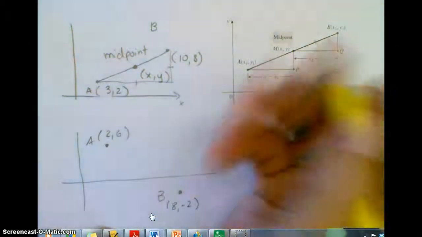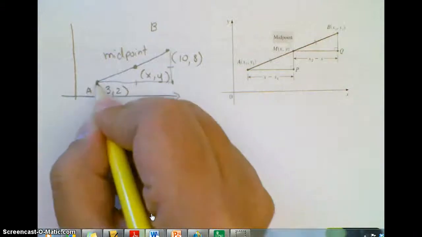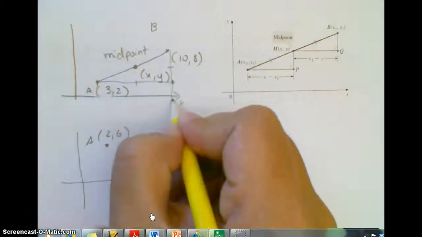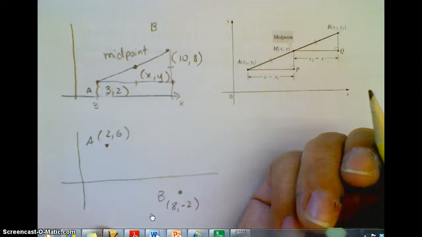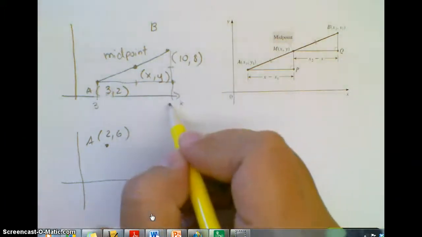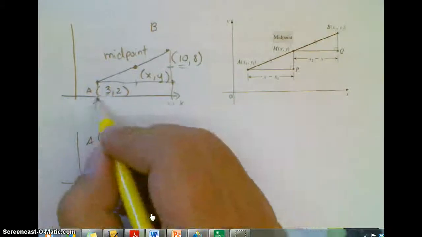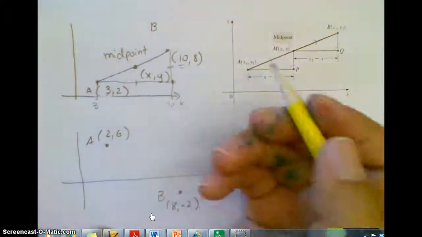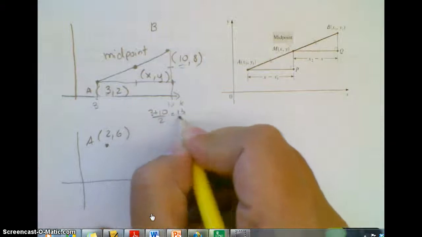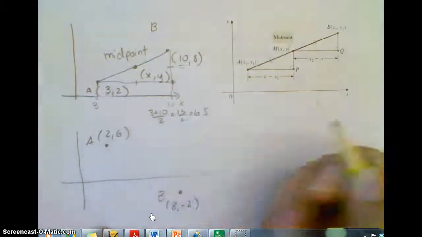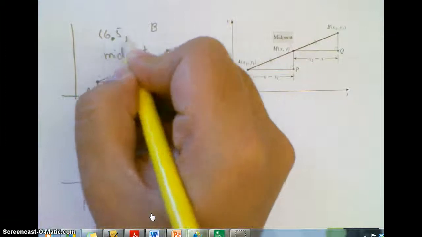So let's talk about averages. What would be the average of these two x positions? This number is 3 because the x coordinate of point A is 3, and I know this number is 10 because that's the x coordinate of my point B. So what is the average of 3 and 10? The average is 13 divided by 2, 6.5. So I know my midpoint is going to have coordinates 6.5.